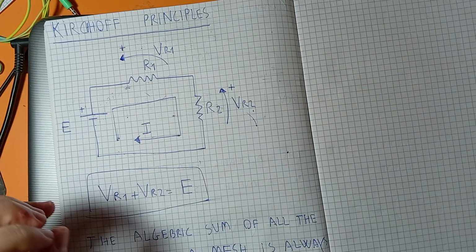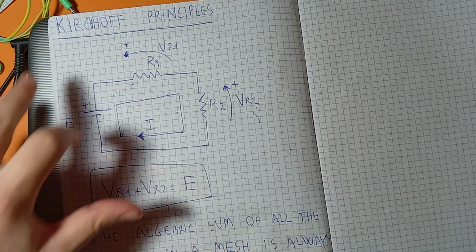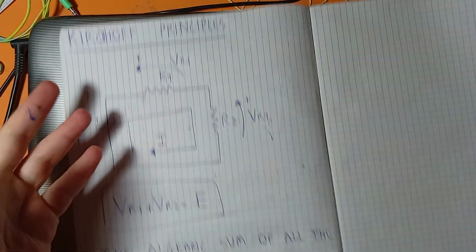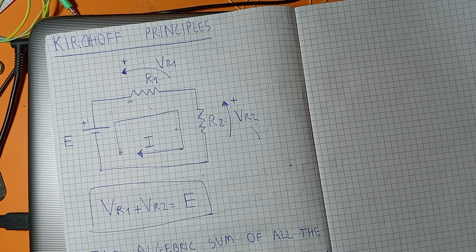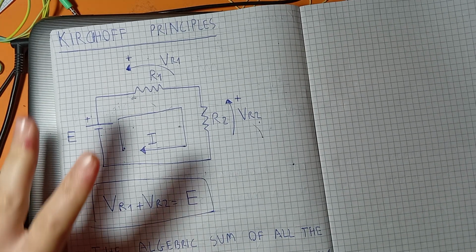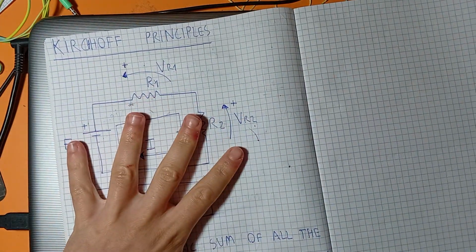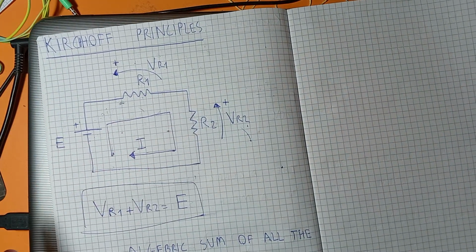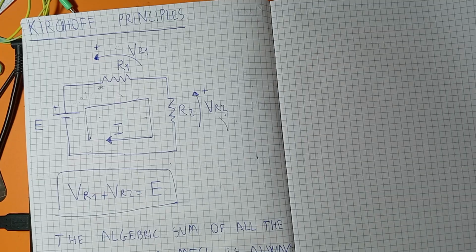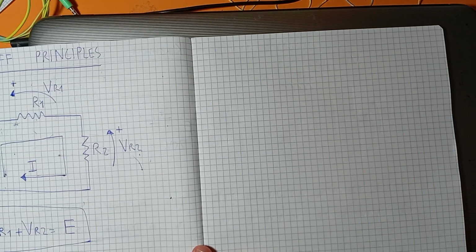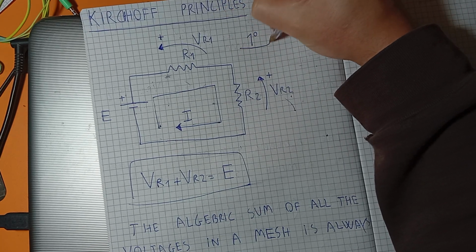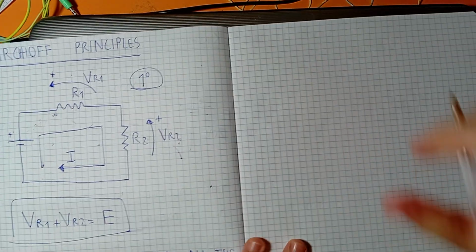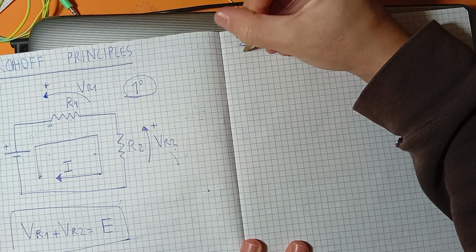So we have understood, I hope you have understood at least, how to write the Kirchhoff equation of a simple mesh like this. Now we could prove it with an exercise, but before we prove it with a practical exercise, I would like to explain to you the second Kirchhoff principle. So this was the first Kirchhoff principle. Let's explain the second Kirchhoff principle.